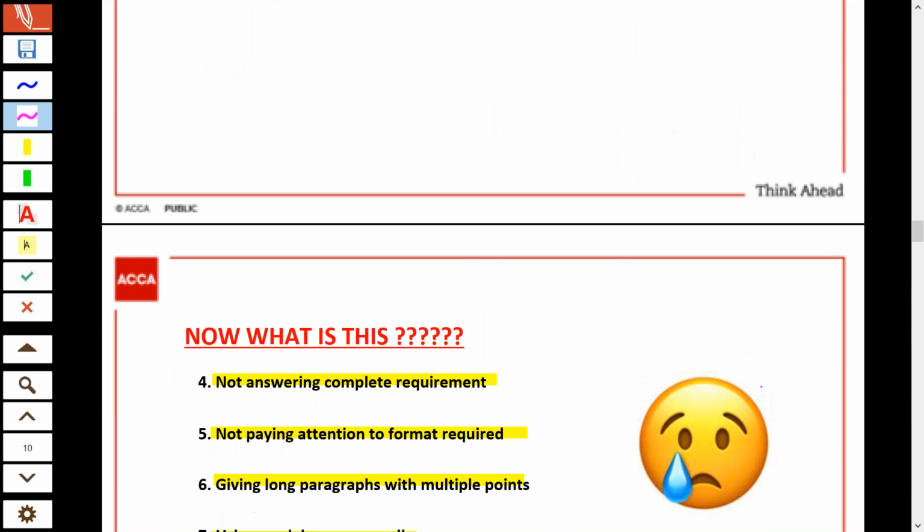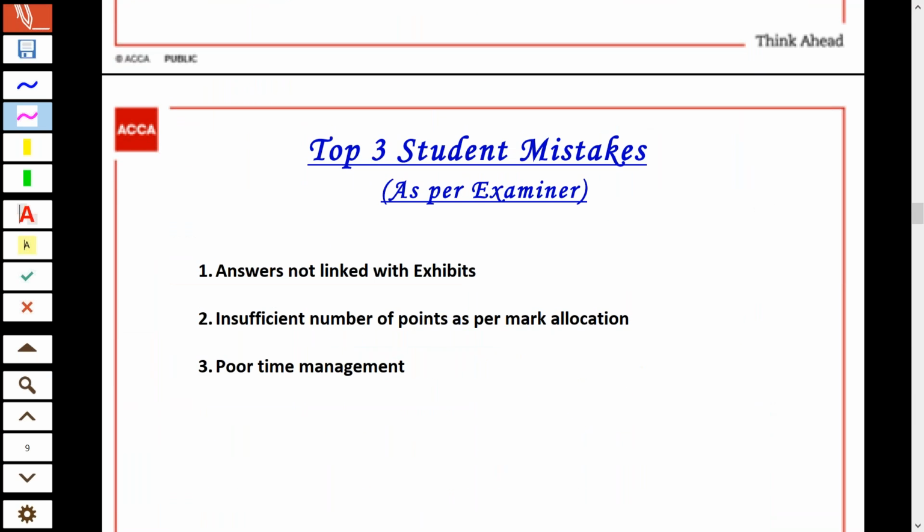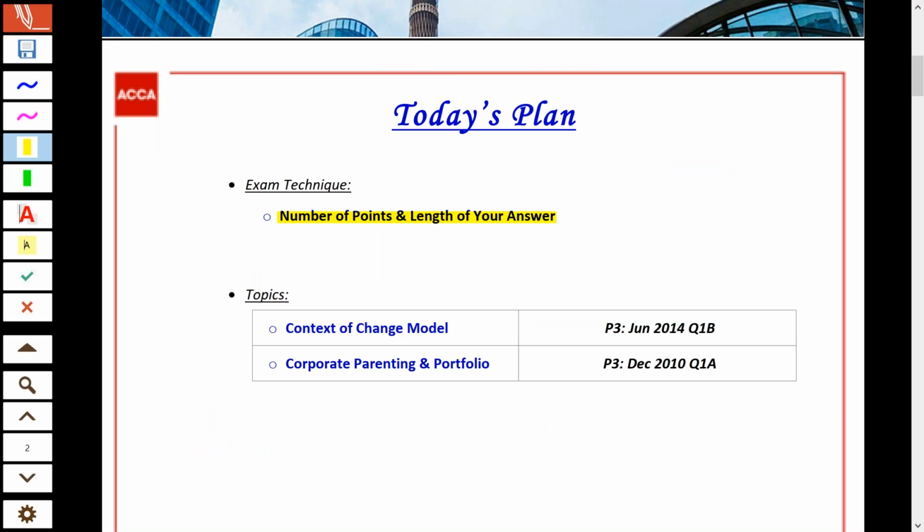Top 3 mistakes. Number 1 mistake was answers not linked with exhibits. So we just understood the technique and we did a question where I showed you how you can do referencing and how then you can consolidate your answer so that it is linked with the exhibits. The second issue Mr. Examiner has is insufficient number of points. So let's look at insufficient number of points.